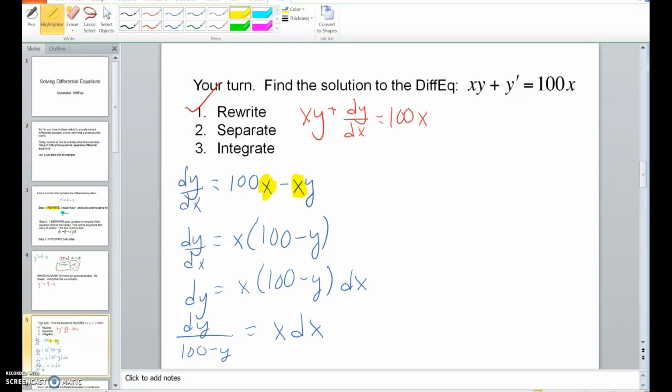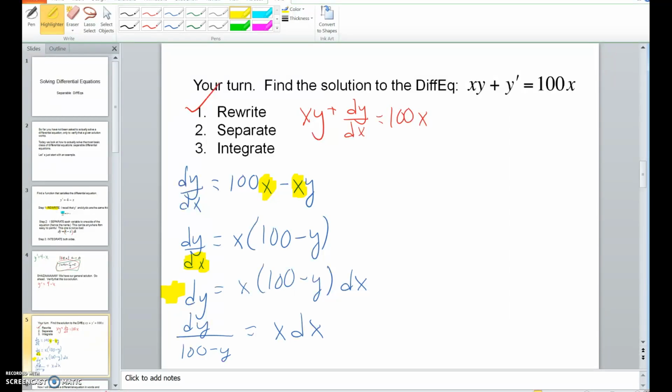This is cool because now I've separated the x and the y's in a product, and I can now move them around. So I am going to multiply this dx over to the right-hand side. That's this step. And then the last thing I did was divide both sides by 100 minus y. So on the left-hand side, I get dy over 100 minus y equals x dx.